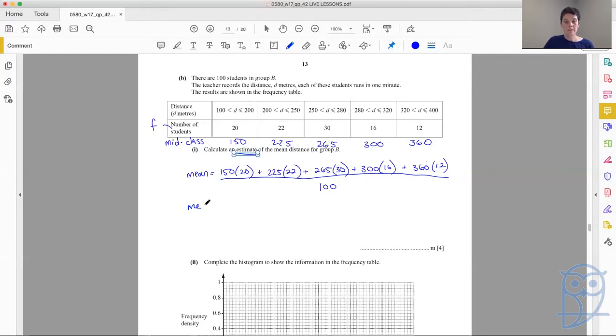So our mean comes out at, we can plug all of this into a calculator in one calculation, and then it reduces the chance of mistakes being made on subsequent calculations. So type it in very carefully, multiplications and additions, and then equals, and you're going to get 250.2. We haven't been told anything about rounding, if there's anything weird going on, so there isn't. So 3 significant figures. 250 meters is our estimate of the mean.